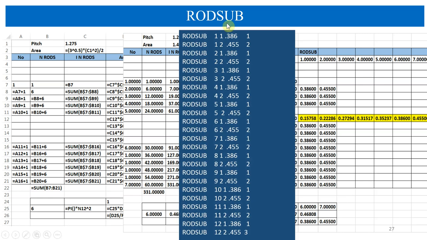So after that, I can get subrod. Subrod 1 means array 1 up to array 12. For each array, I should define subrod. Subrod 1, which is for array 1, has two rings: the fuel radius and the clad radius.